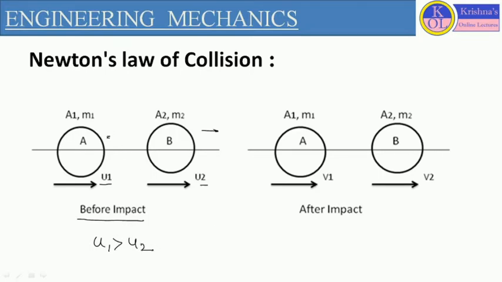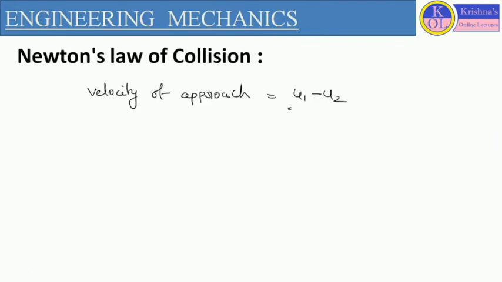If u1 is greater than u2, body A will approach body B for the collision. In this condition, body A will come in contact with body B, because body A is moving faster compared to body B. This condition defines the collision, when body A is in contact with body B. We define this velocity as the velocity of approach, because body A is trying to approach body B. So the velocity of approach will be u1 minus u2. Here u1 is greater than u2, which is why the velocity of approach is positive.